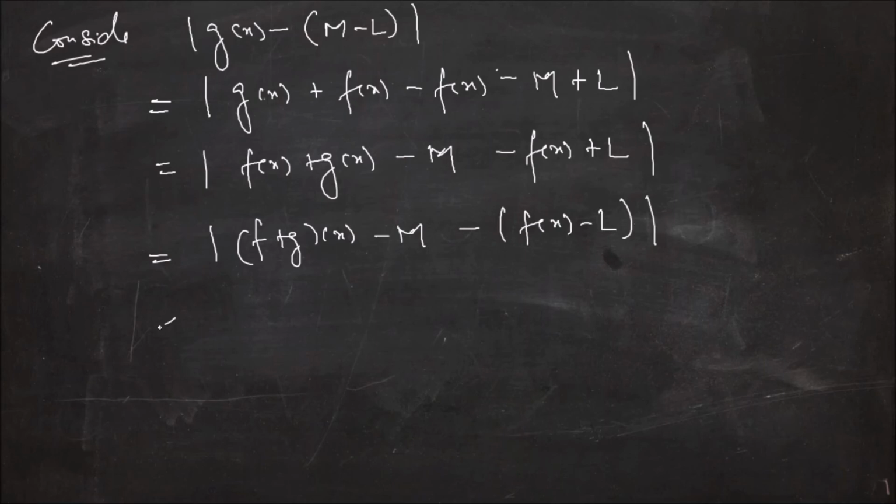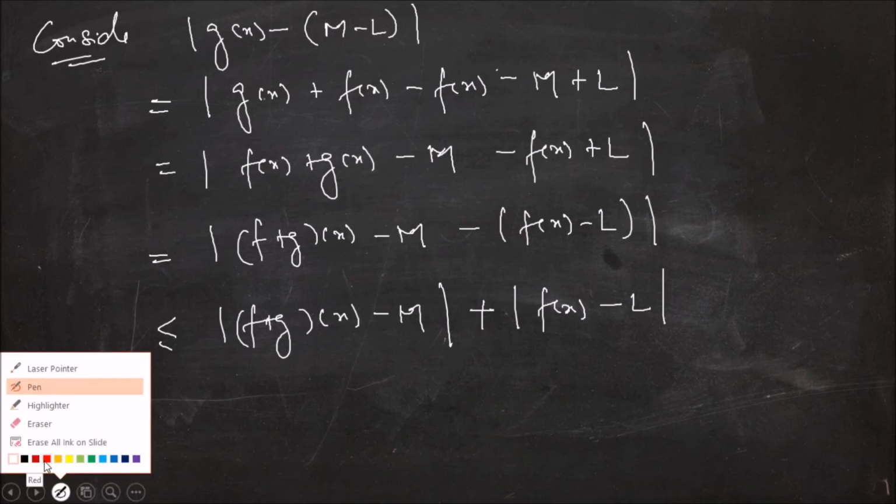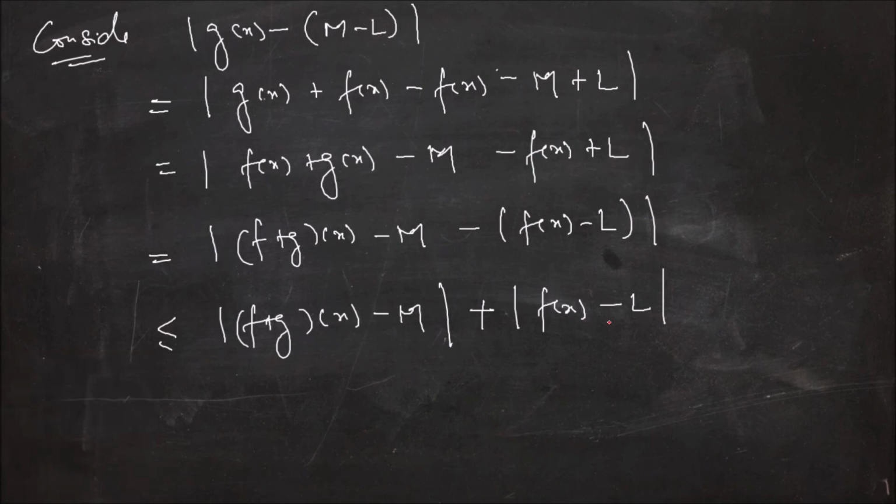Now using the triangle inequality, what will I get? This will become |(f+g)(x) - m| plus |f(x) - L|, since minus becomes plus. So using the triangle inequality, I have got this. Now using the limits, I will be able to show that this is less than epsilon by 2 and this is less than epsilon by 2. So let us first mark this as star.